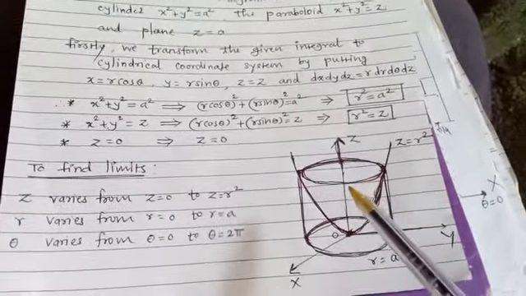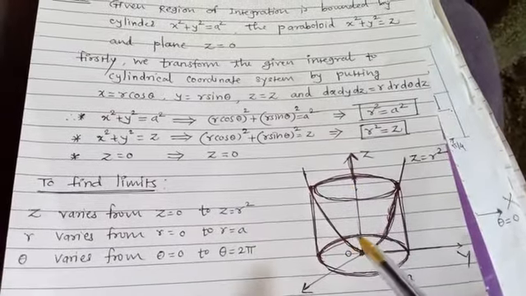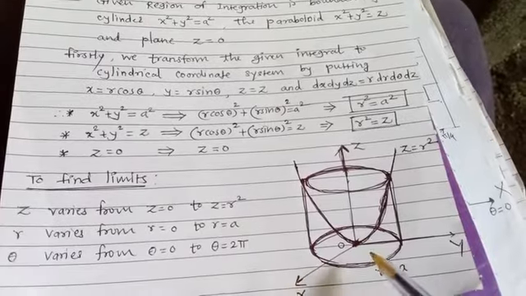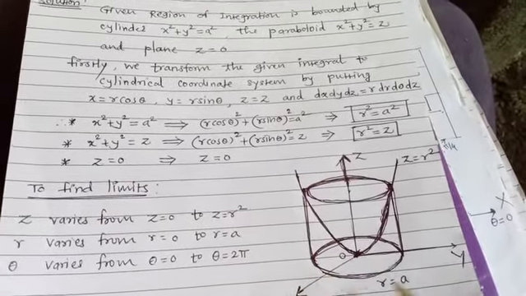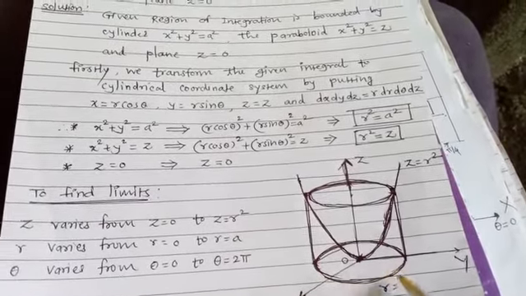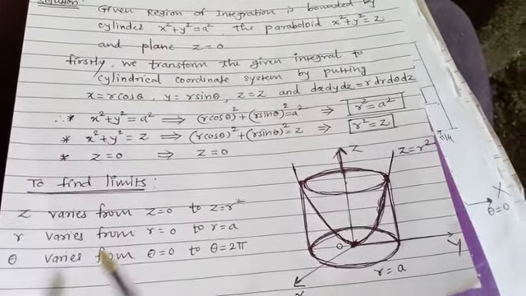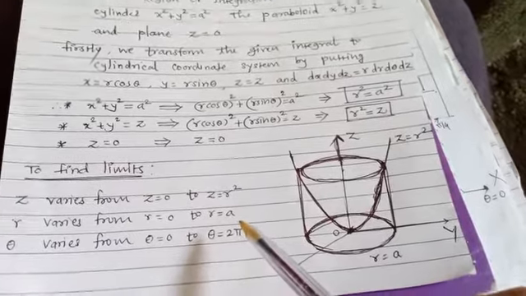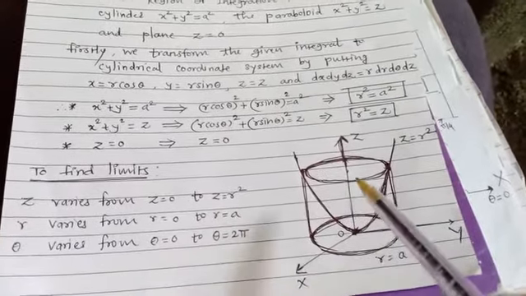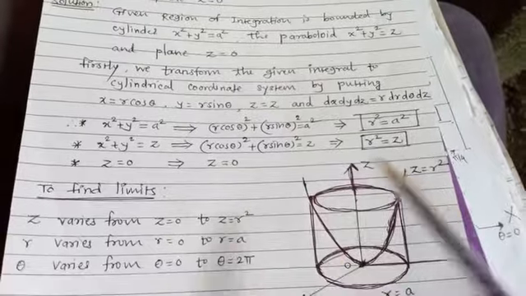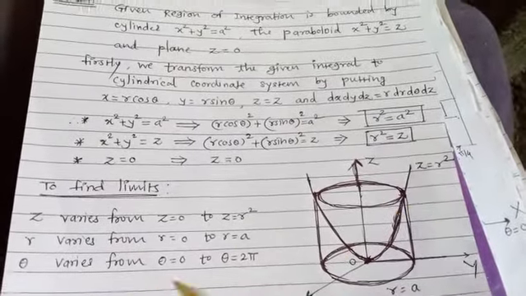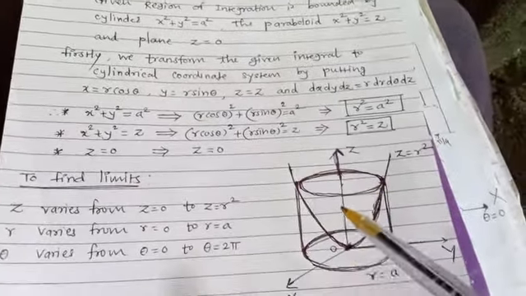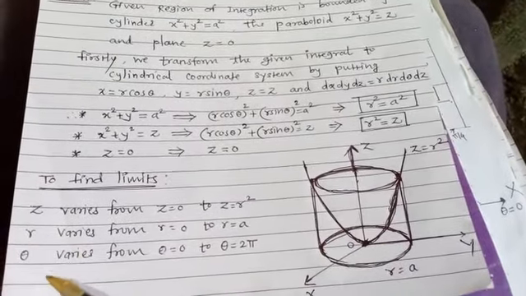Now we are finding the limits for r, and we can observe our radius is starting from the origin and ending at this circular part, and the radius of this circular part is r equals a. So our r varies from r equals 0 to r equals a. Similarly, theta is moving in the whole plane, so theta varies from theta equals 0 to theta equals 2 pi. Therefore these are the limits of z, r and theta.